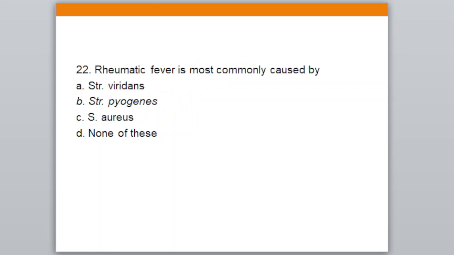Next question, question number 22. Rheumatic fever is most commonly caused by option A, Streptococcus viridans, option B, Streptococcus pyogenes, option C, Staphylococcus aureus, and option D, none of these. The correct answer is option B, Streptococcus pyogenes.